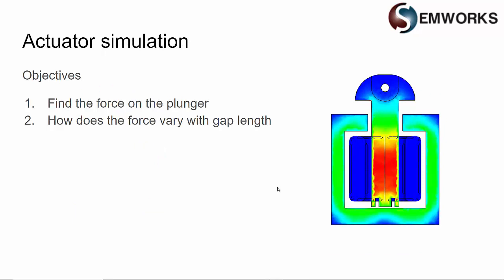Hi, in this example, we will see how EMS for Inventor can be used to simulate a DC actuator working under a DC current. What are the objectives of this simulation? First, we would like to find out the force acting on the plunger and how this force varies with the gap between the plunger and the core.